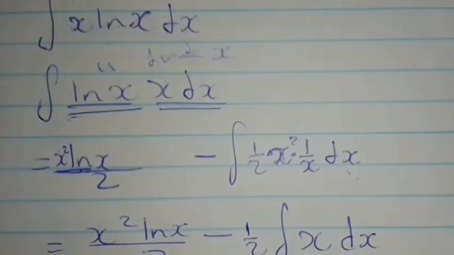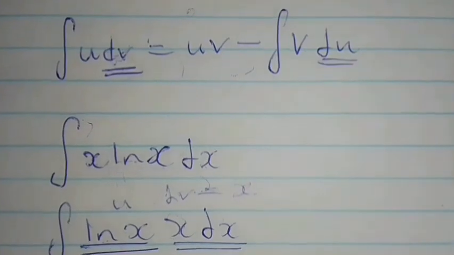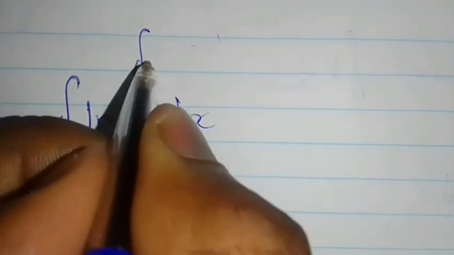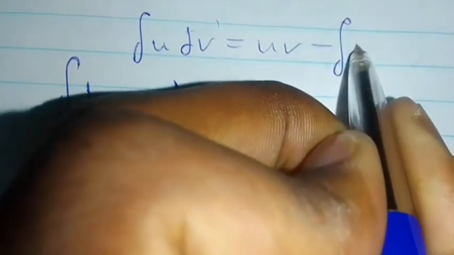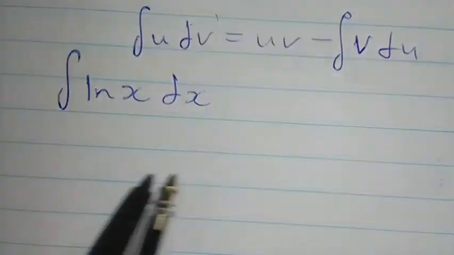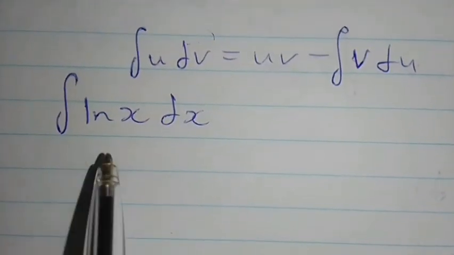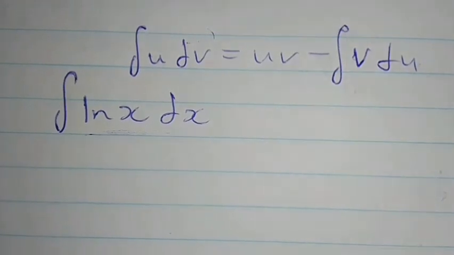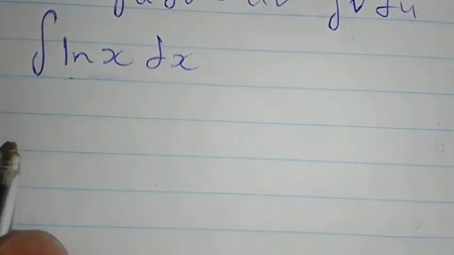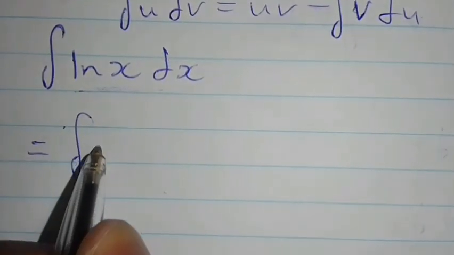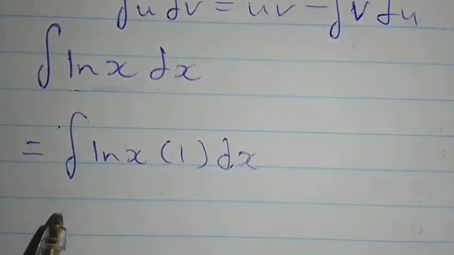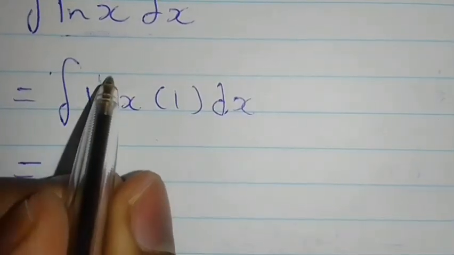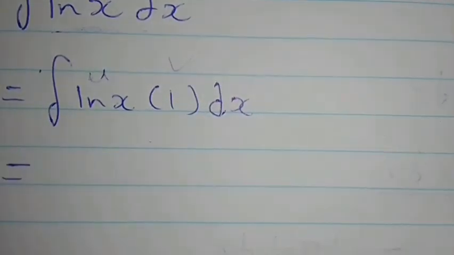So where do you do by parts? Where substitution fails. Remember, the formula for by parts is the integral of u dv is the same as uv minus the integral of v du. So that's just the formula that you're familiar with. So now I'm trying to integrate ln x. Now this is the same as ln x multiplied by 1 dx. Now let this be u, let this be dv.